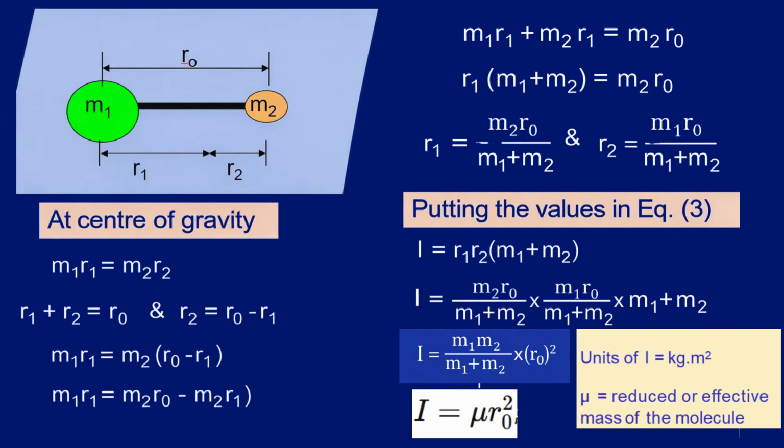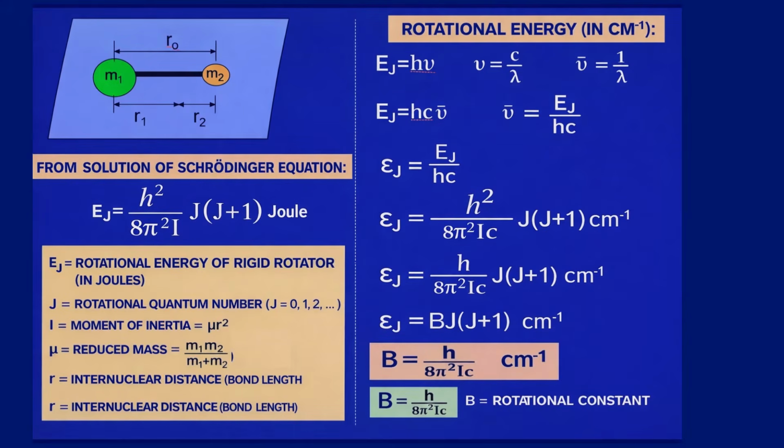The unit of moment of inertia is kilogram-meter squared. This slide shows the rotational energy expression for a rigid rotator diatomic molecule. From the solution of the Schrödinger equation, the rotational energy of a rigid rotator in joules is given by Ej equals h squared divided by 8 pi squared I into J into J plus 1, where J is the rotational quantum number with values 0, 1, 2, and so on. I is the moment of inertia equal to mu into r squared. Mu is the reduced mass, r is the internuclear distance.